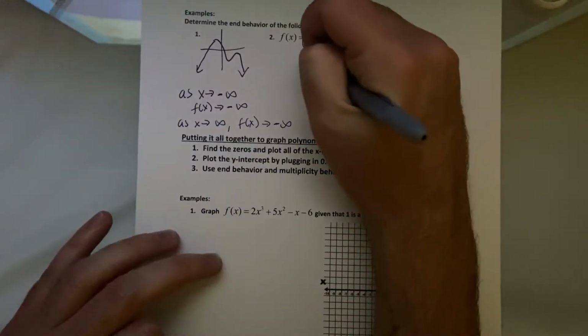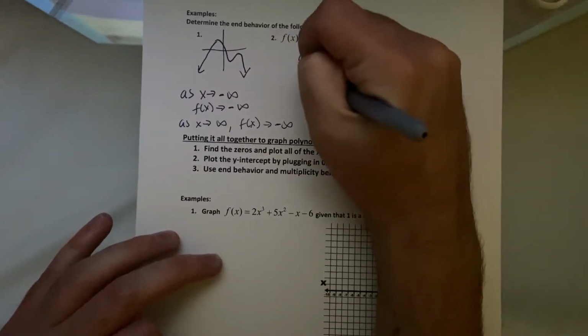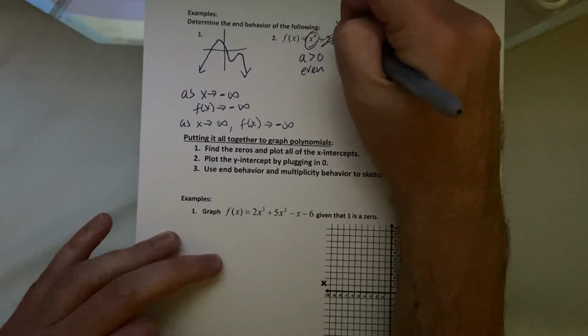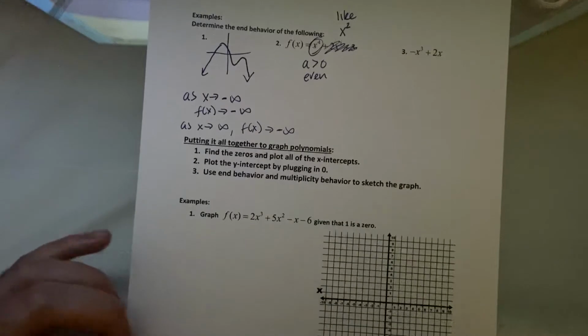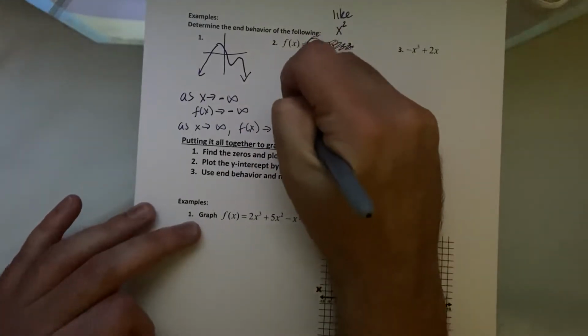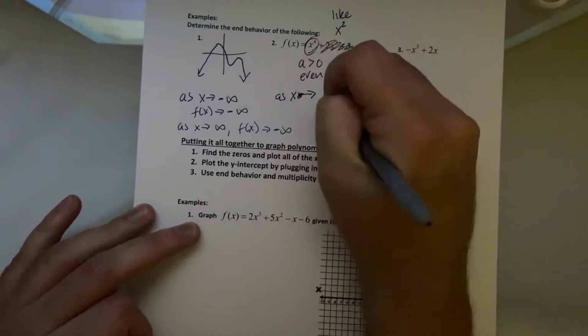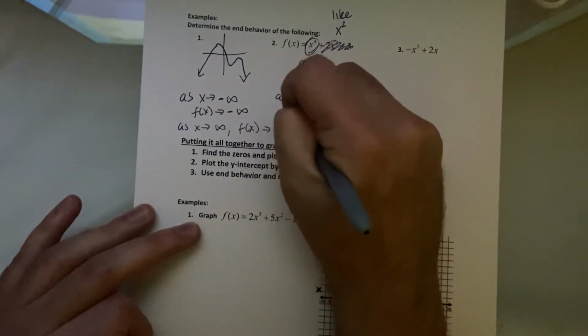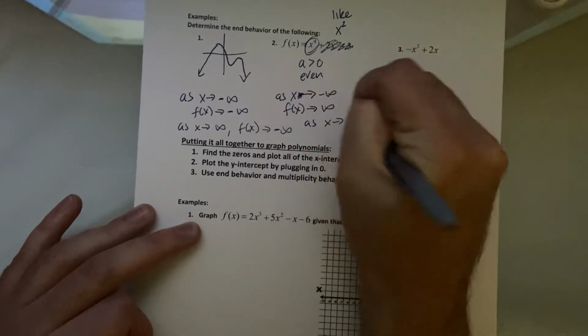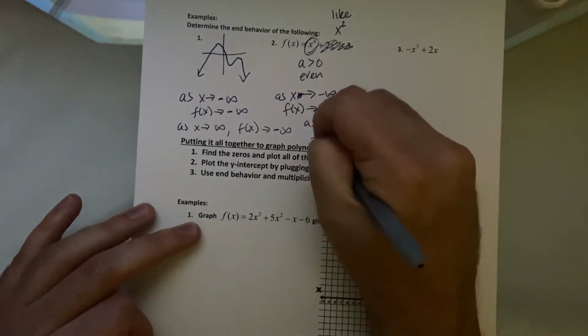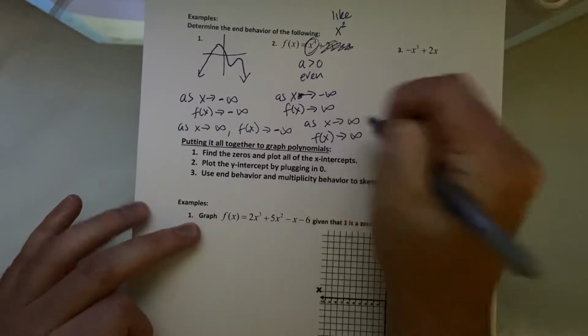Now this a is greater than 0 and this is even. So that means it's going to be like x squared. So x squared we know goes up on both sides. So as x goes to negative infinity, f of x goes up, so positive infinity. And as x goes to positive infinity on the right side, f of x also goes to positive infinity.